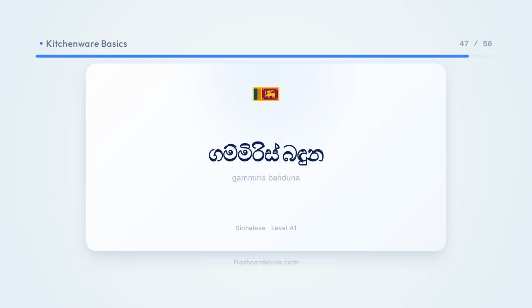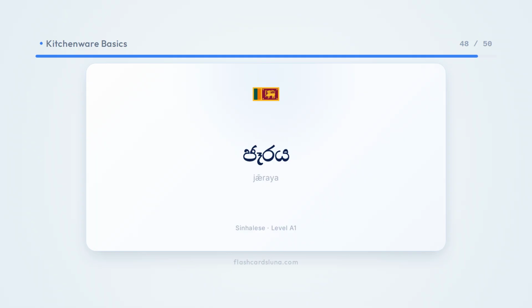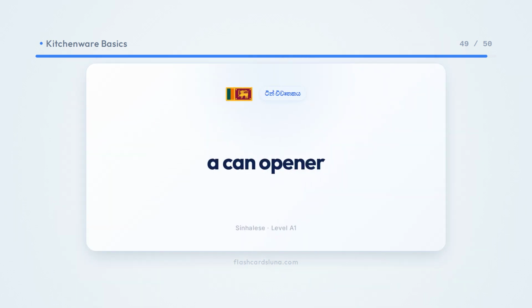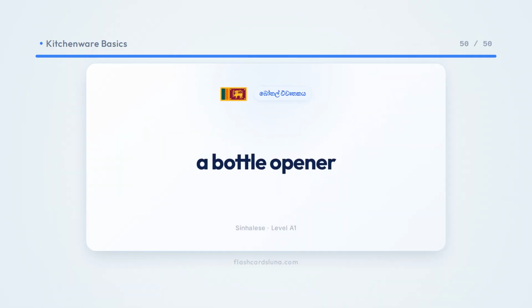Gammaris badini, a pepper shaker. Jariel, a jar. Teng viutakai, a can opener. Botal viutakai, a bottle opener.